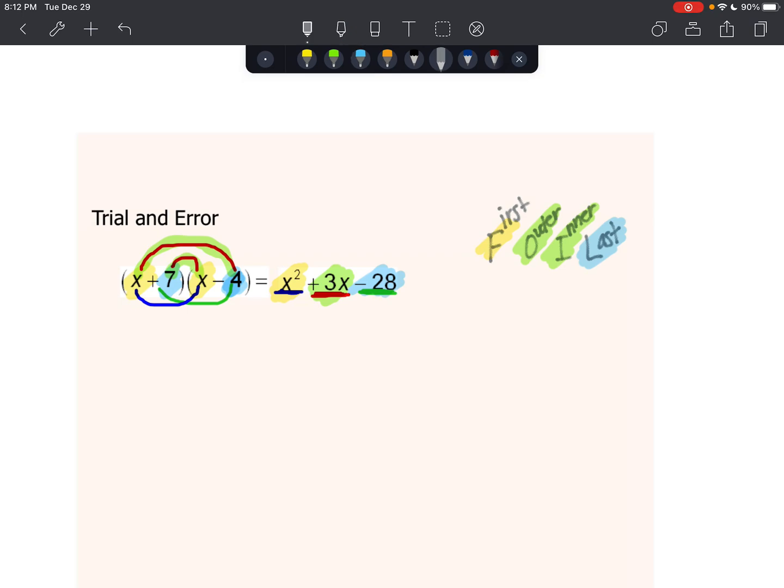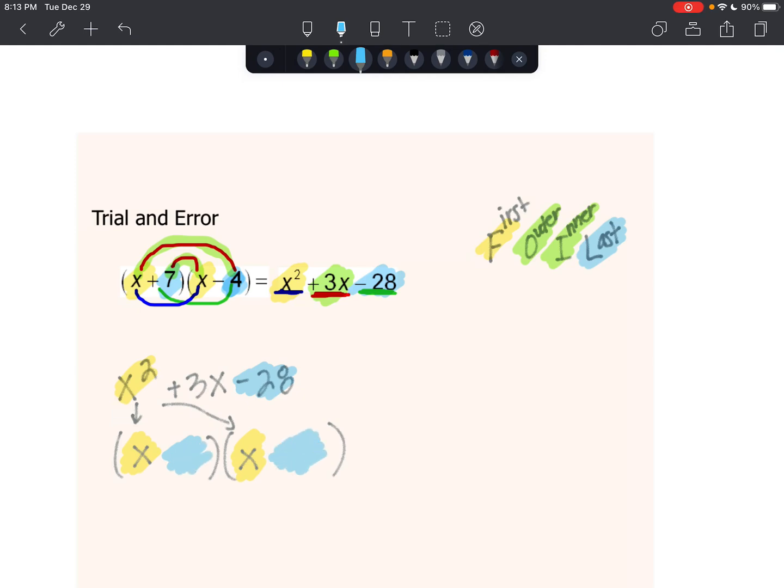So when we need to go backwards, when we're given x squared plus 3x minus 28, we're going to look to factor this into two binomials. Well, where does this first term in the trinomial come from? This first term is going to come from the first terms in the binomial. Well, how do you get x squared? Well, that's x times x. And then the last terms multiply to be -28.